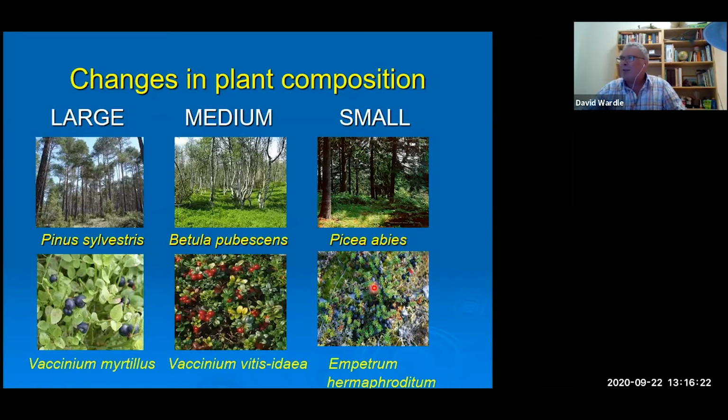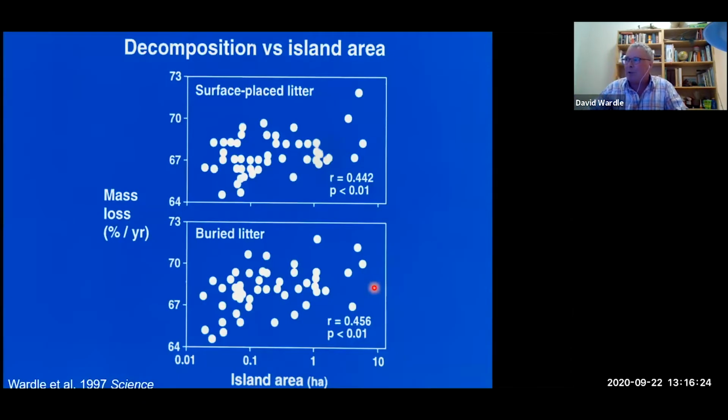So this represents some of the very earliest work we carried out on the system. We sought to study how island size affected various ecosystem processes. So this shows litter decomposition, which essentially drives carbon storage. It is the decomposition of dead leaves placed on the soil surface and buried in the soil.